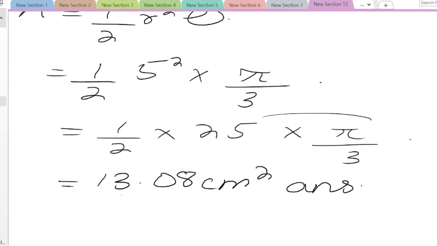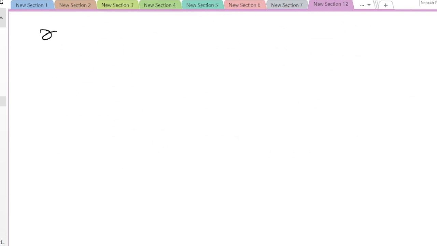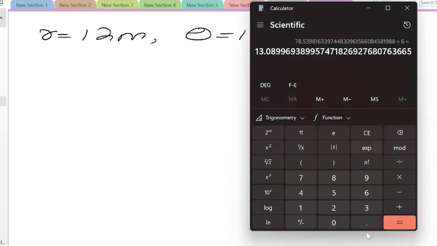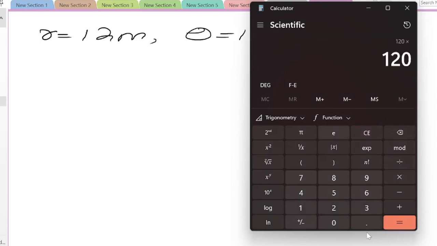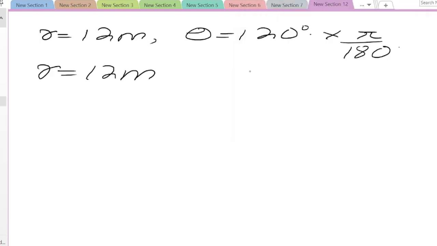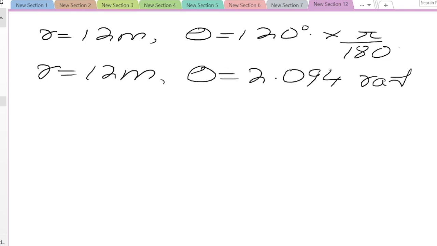So let's write the given data which we are given at first. What is the radius? We can write the radius as 12 meter and then our theta is given as 120 degree. So in order to convert this, we're gonna multiply that with pi over 180 degrees. So let's go to our calculator and then 120 will be multiplied by the value of pi and then we're gonna divide that with 180. After dividing that, we have 2.094. So our radius is 12 meter, but our theta is 2.094 and that too in radians.